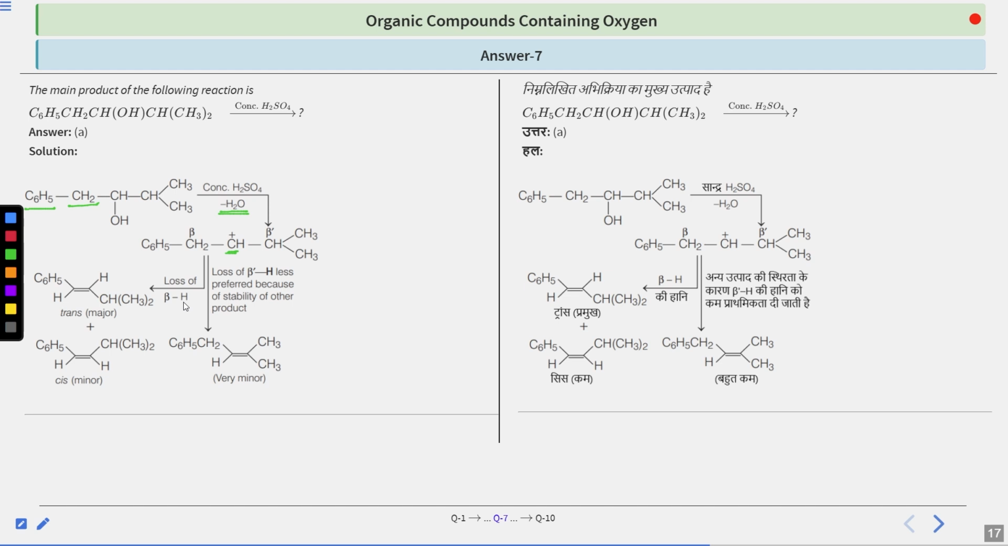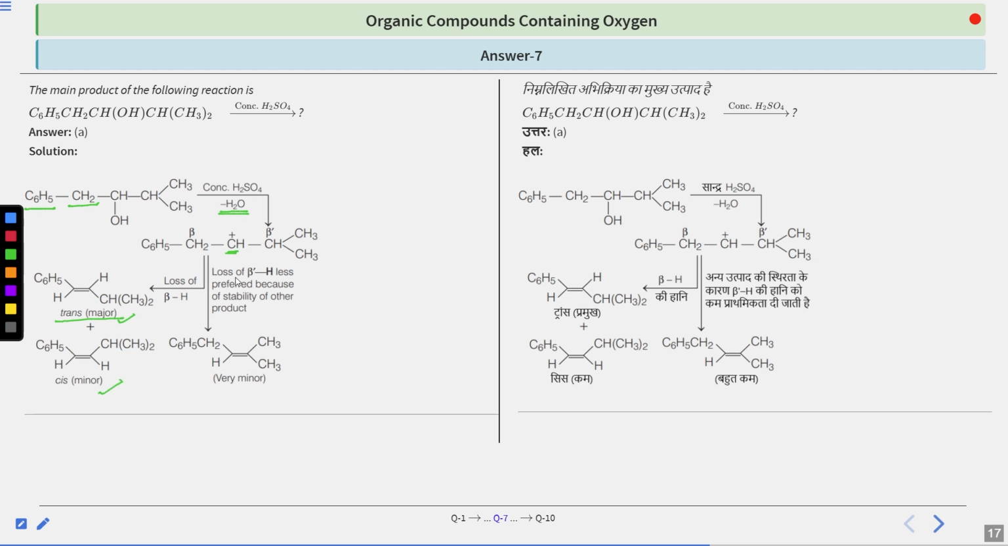Loss of beta hydrogen can happen. Beta hydrogen means the hydrogen attached to the beta carbon. So the loss of beta hydrogen will make these two compounds: C6H5CH=CHCH(CH3)2. This is the trans, which is the major one, plus C6H5CH=CHCH(CH3)2. This is the cis one. This is a minor one.